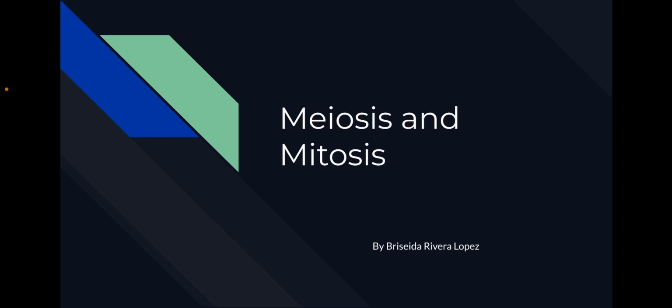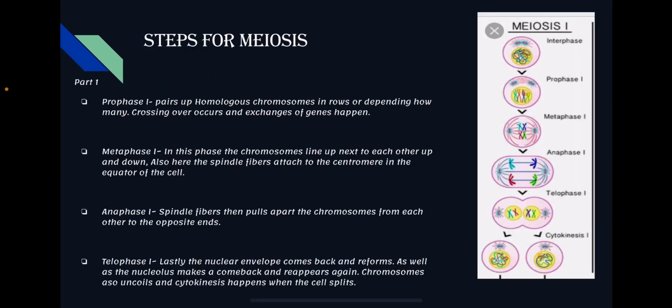Meiosis and mitosis is the topic that I'm going to be talking about. Steps for meiosis. Part 1. Prophase 1 pairs up homologous chromosomes in rows, depending how many there are. Crossing over occurs, and exchanges of genes happen.